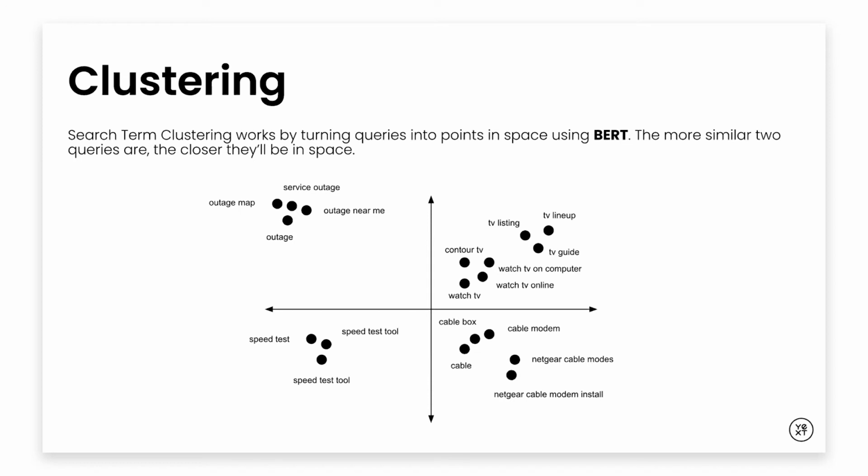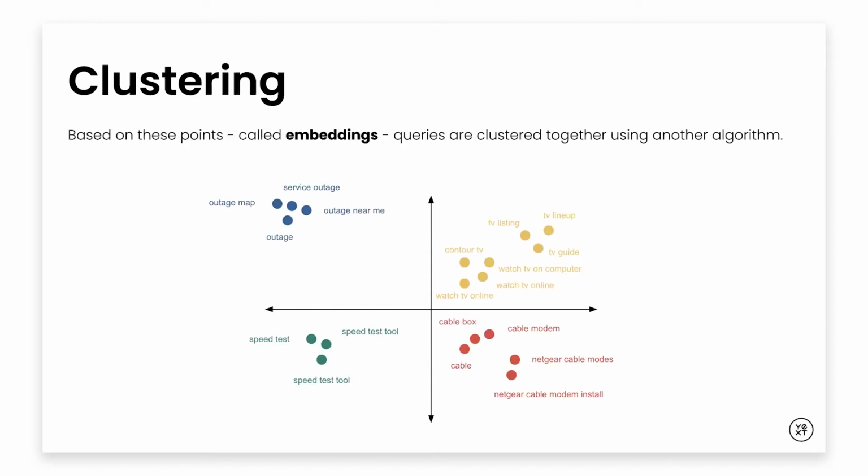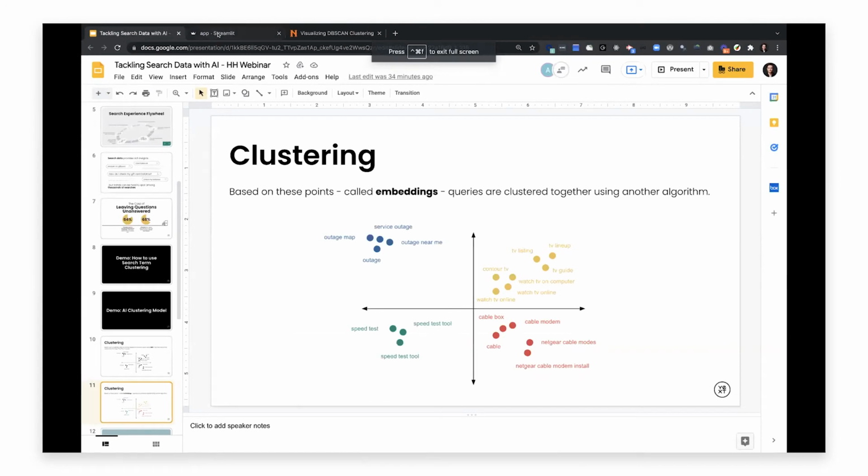The second step then is to use yet another algorithm to find patterns within those numbers and to try to cluster together things with common meanings. So again, taking this example, I might have this cluster in my upper left quadrant for service outages that would encompass all the queries with a similar meaning. On my right, I might have a cluster on the topic of TVs and TV guides. On the bottom right, I have this one on cable. So we need another algorithm that's able to take a bunch of points on a graph and figure out, okay, how would I cluster these together? What are the themes?